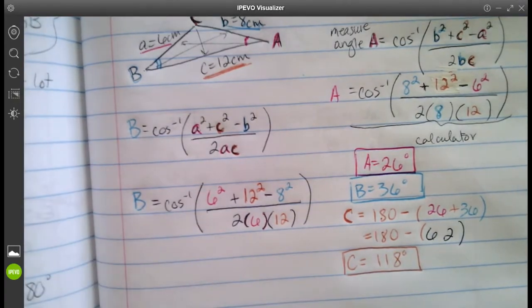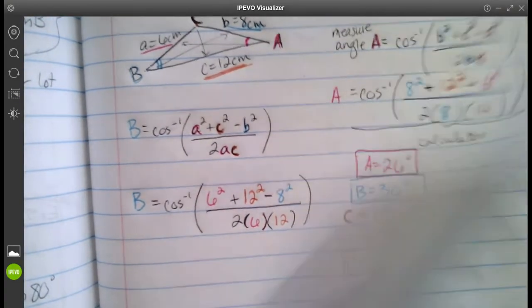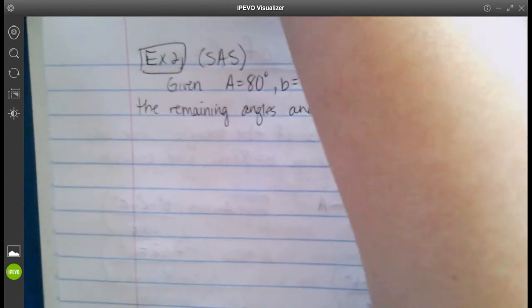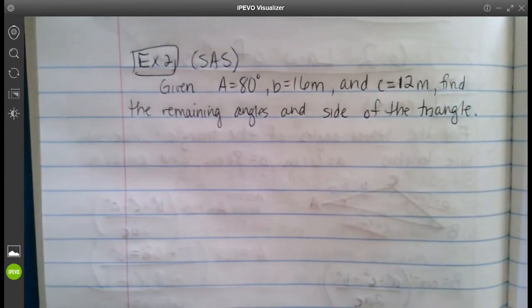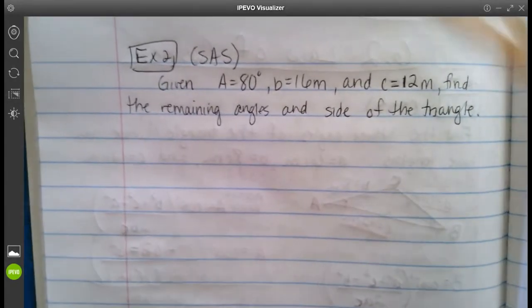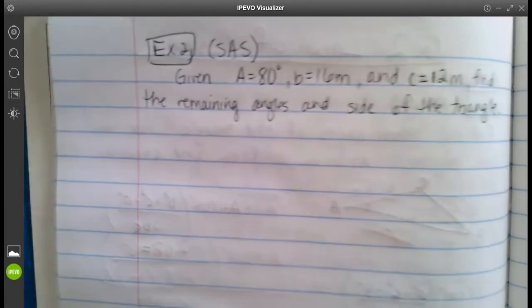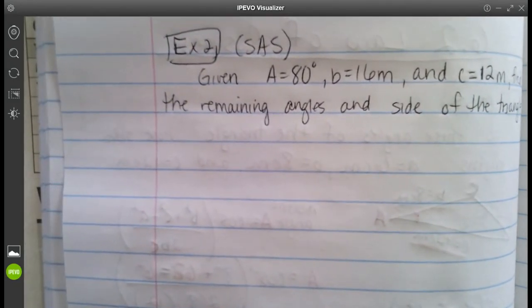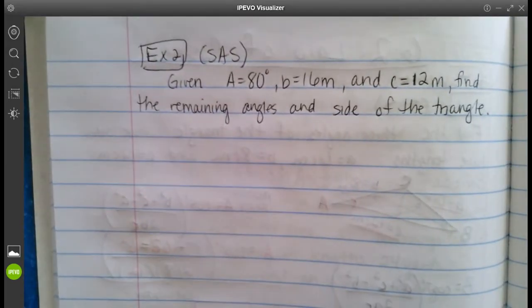Let's go ahead and move on. Hopefully that was not too difficult. We still have two more examples, but like I said, these are pretty much just plug in and get the answer. We have a side angle side on this one. It says, given that A is equal to 80 degrees, b is 16 meters, and c is 12 meters, find the remaining angles and side of the triangle. So here we have to do a little bit more work because we don't have as much information as we had in the other one.